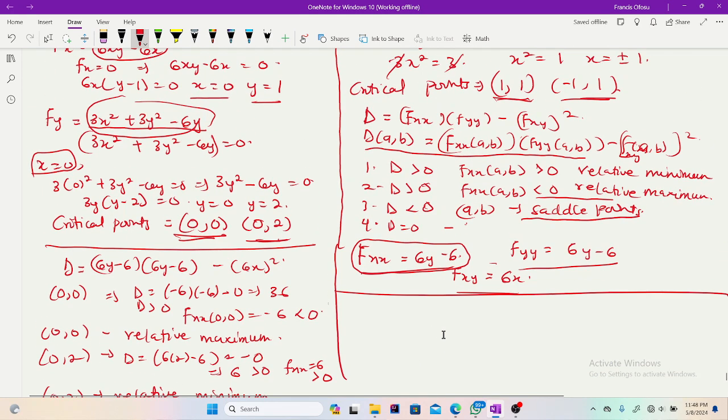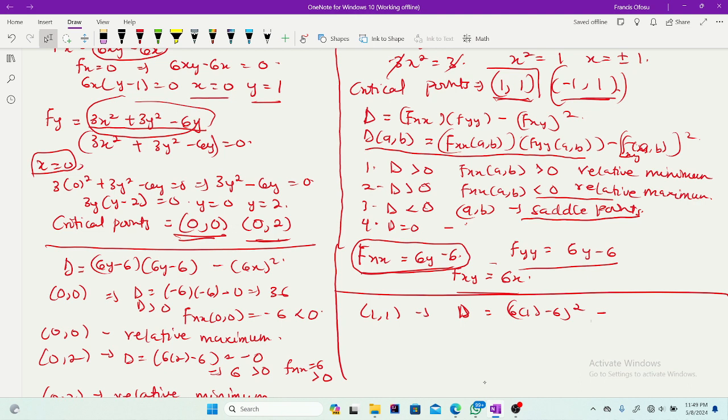Then let me come to my critical points up here, which were (1, 1) and (negative 1, 1). So let's try that one too. So for (1, 1), my d is 6 times 1 minus 6, all squared, minus my 6x squared. x is 1. So here becomes 0, and here becomes negative 36. So my d is equal to negative 36.